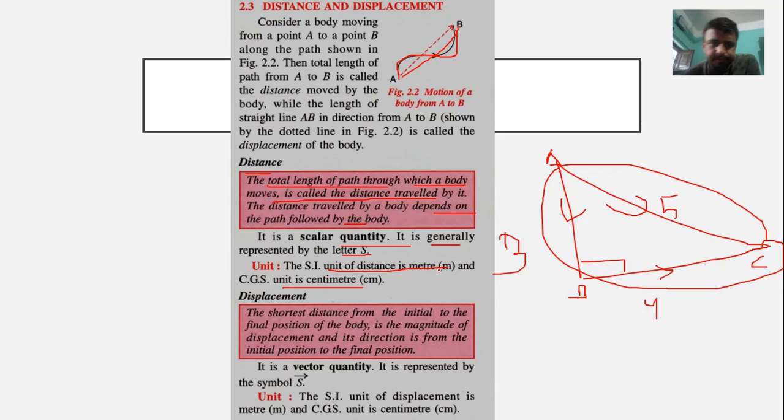Okay, got it? The shortest distance from the initial to the final position of the body is the magnitude of the displacement, and its direction is from the initial position to the final position. It is a vector quantity and it is represented by capital S. Okay, have you got the idea of distance and displacement? If you have not, then please tell me in the comment section.